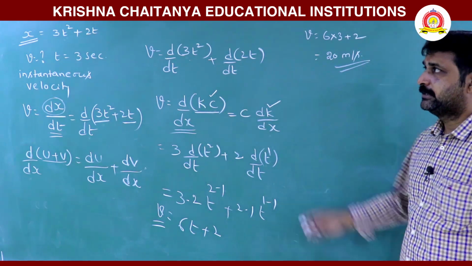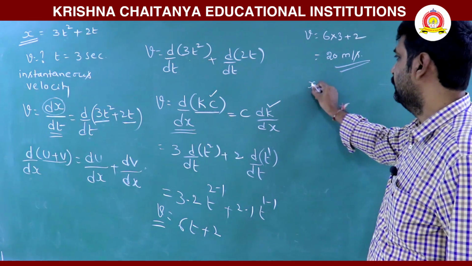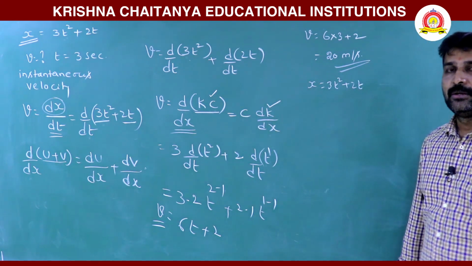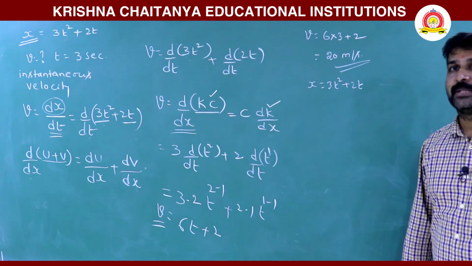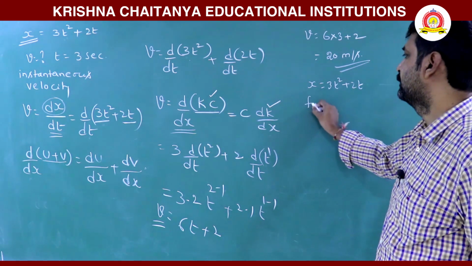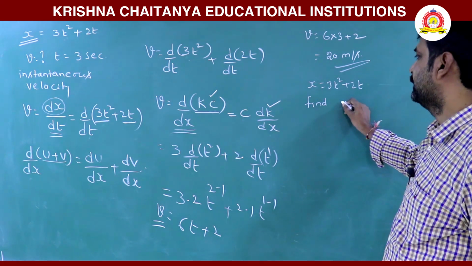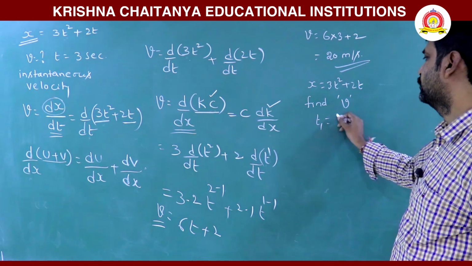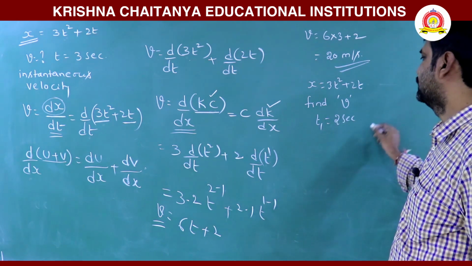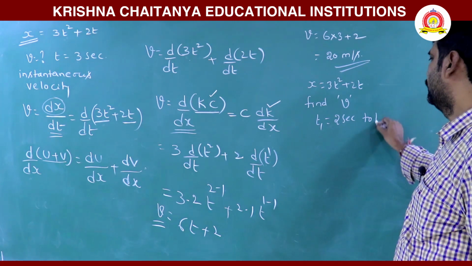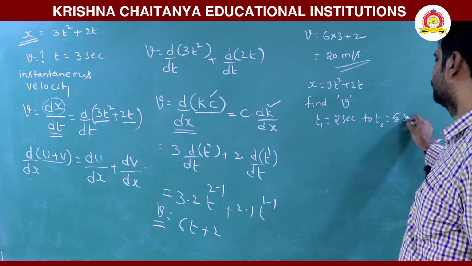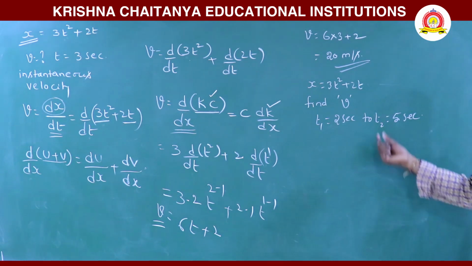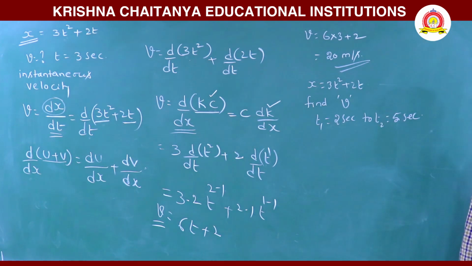Is the same problem, same expression, x is equal to 3t squared plus 2t. Now the question asked will be like, find velocity from t1 is equal to 2 seconds to t2 is equal to 5 seconds. So there is 3 second interval is there.